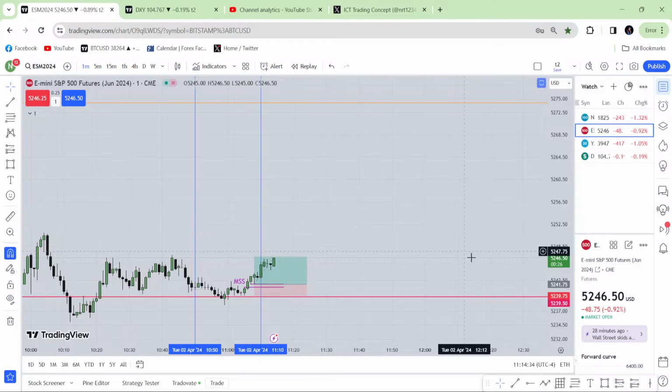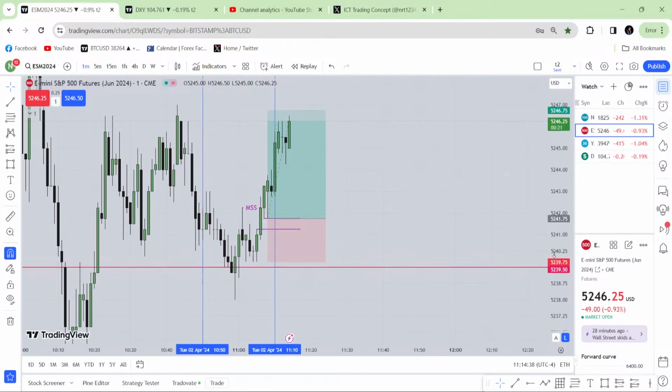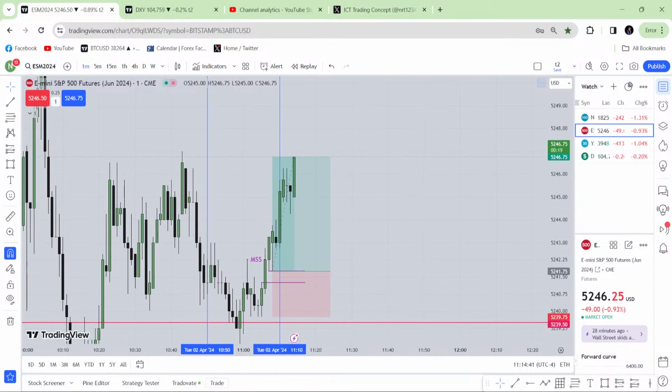Okay, yeah, there you go. Little below that 5 handle, little below. Oh, there you go.